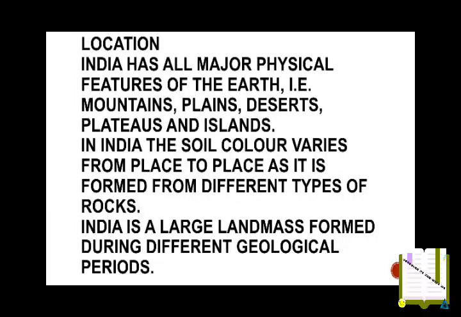Location. India has all major physical features of the earth, that is mountains, plains, deserts, plateaus and islands. In India, the soil color varies from place to place as it is formed from different types of rocks. India is a large landmass formed during different geological periods. So here, what are they telling? That India has different types of features like mountains, plains, deserts, plateaus and islands. And the color of the soil is of many types because it has a large landmass and it's made up of different rocks.